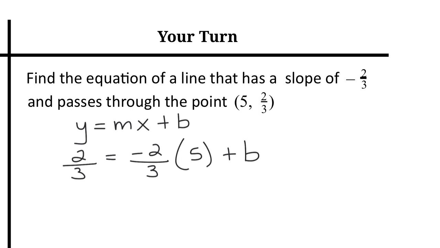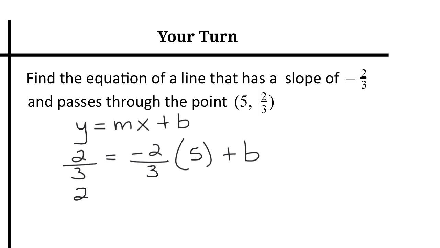So we were told that our slope was -2/3. So in the place of the letter m, I plugged that value in. We were given a coordinate point of 5 and 2/3. So in the positions of x and y, I plugged in 5 and 2/3. So we can go ahead and start solving.